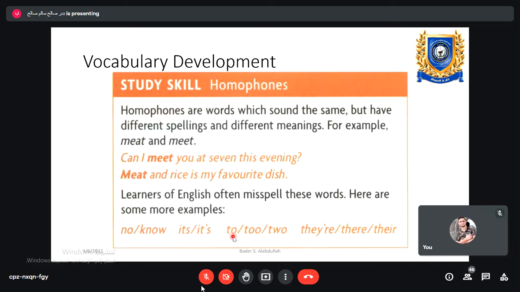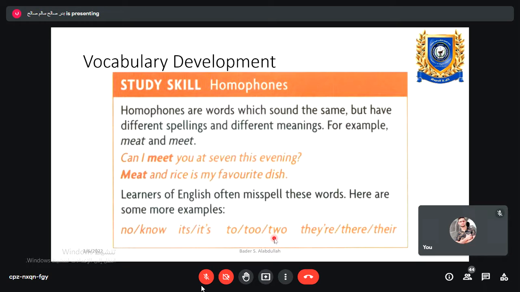What about to, too, and two? The first is a preposition. The second means also, and the third means a number. And this is a number. So the first to is a preposition. The second too means also. The third two is the number two.